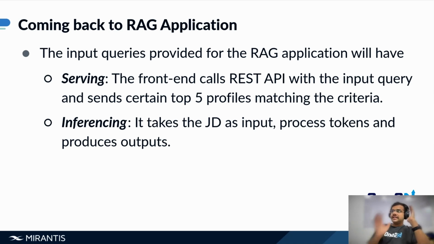Now, trying to fit this model into the RAG application that we wanted to build, we had two components: the serving layer and the inferencing layer. The serving part has a front end which calls a REST API with the input query and then sends the top 5 profiles matching this criteria. But when it comes to taking these JDs as process tokens and producing outputs, all that part would be offloaded to the inferencing part of the problem.